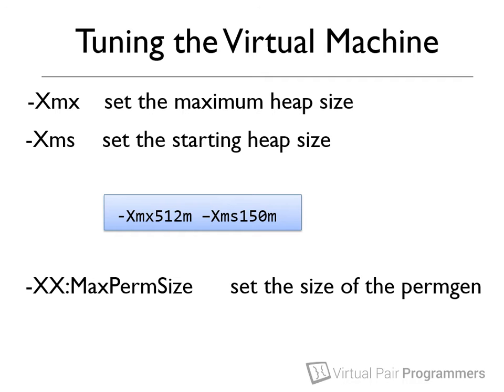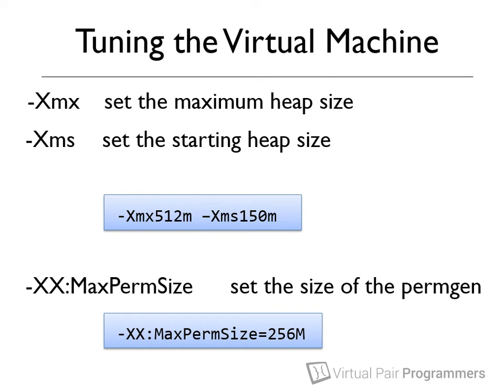Note that all of these runtime arguments are case sensitive, so take care to ensure you're getting the case correct. With the MaxPermSize argument, unlike -Xmx and -Xms, when you specify the size, you need to use the equal symbol. So for example, to set the size of the permgen for your application to be 256 megabytes, the code is on screen here that you'd need to provide as a runtime argument.